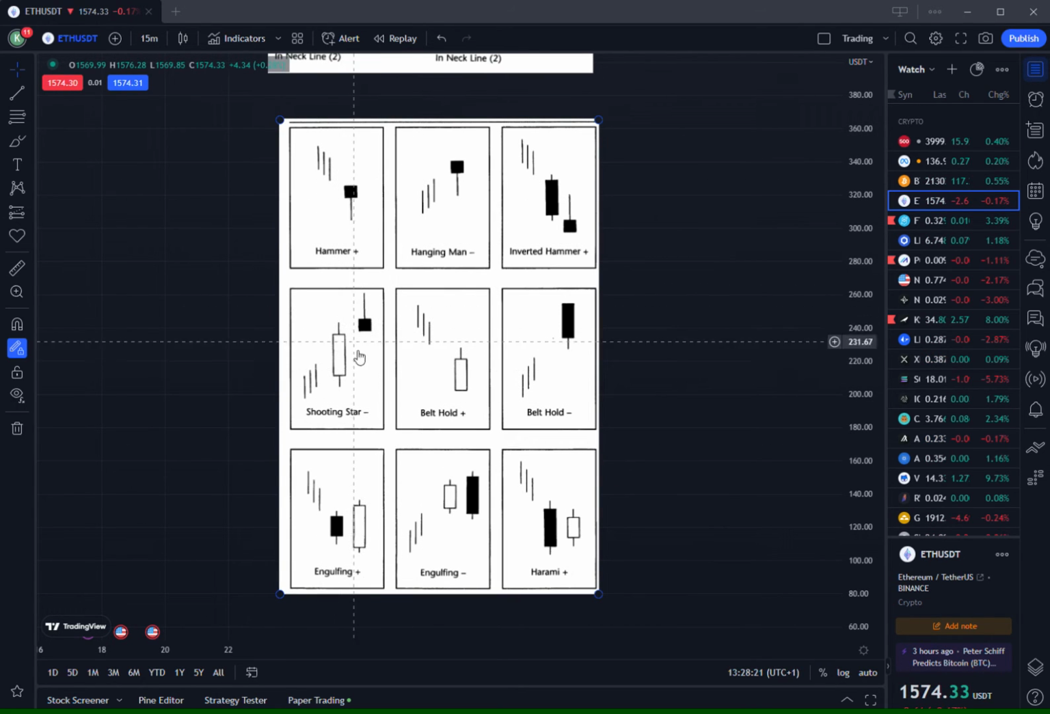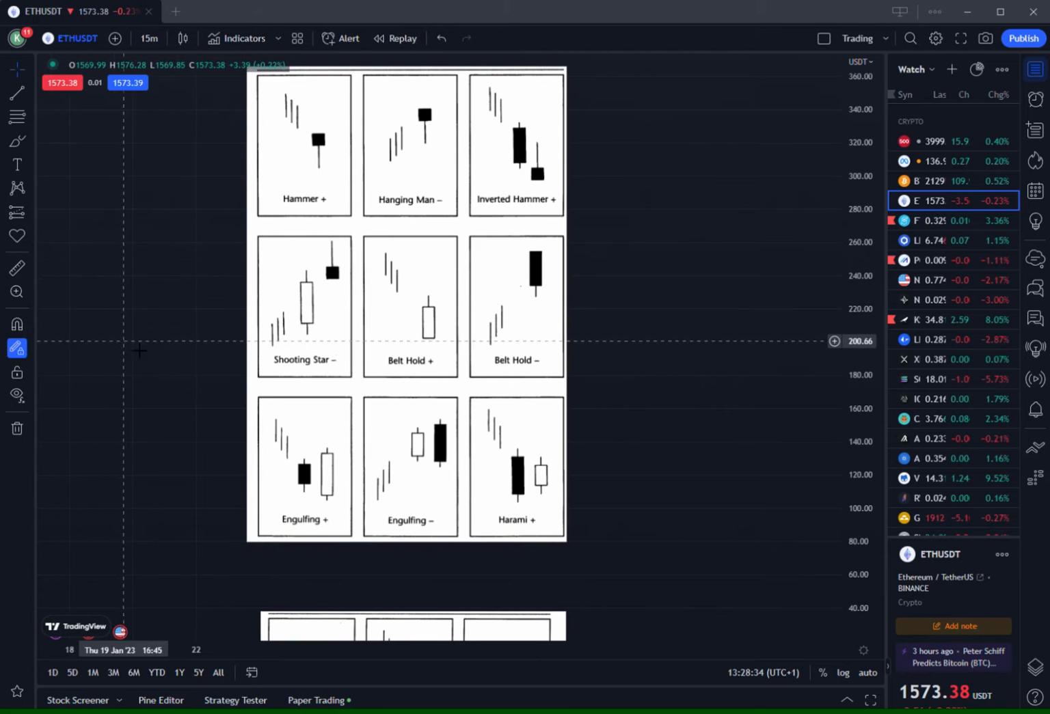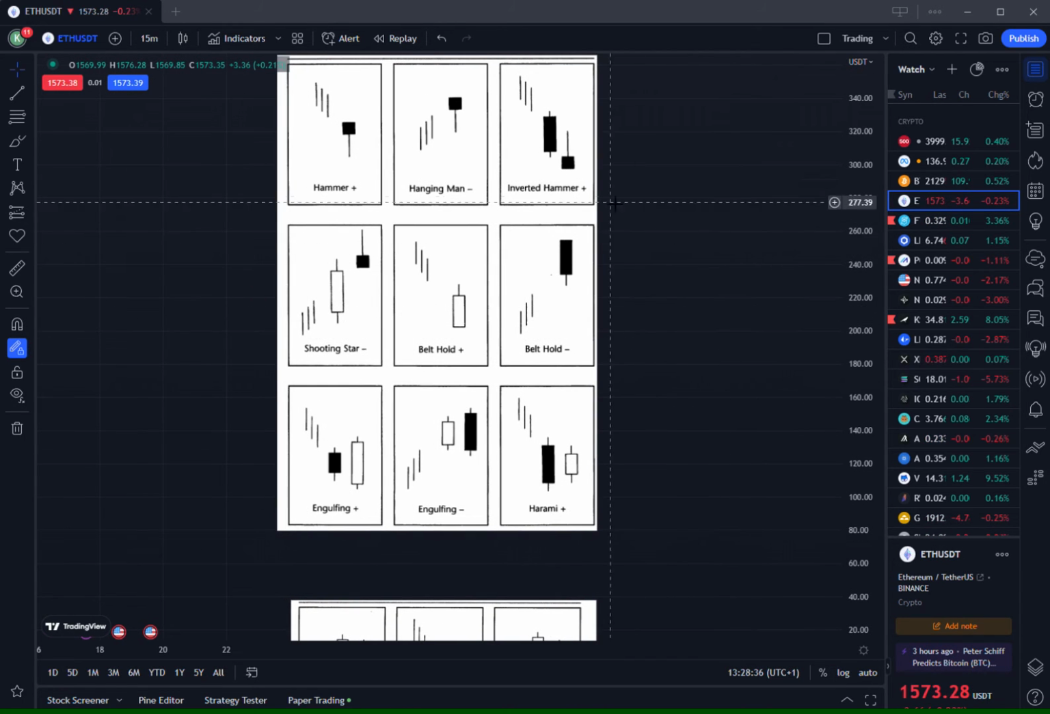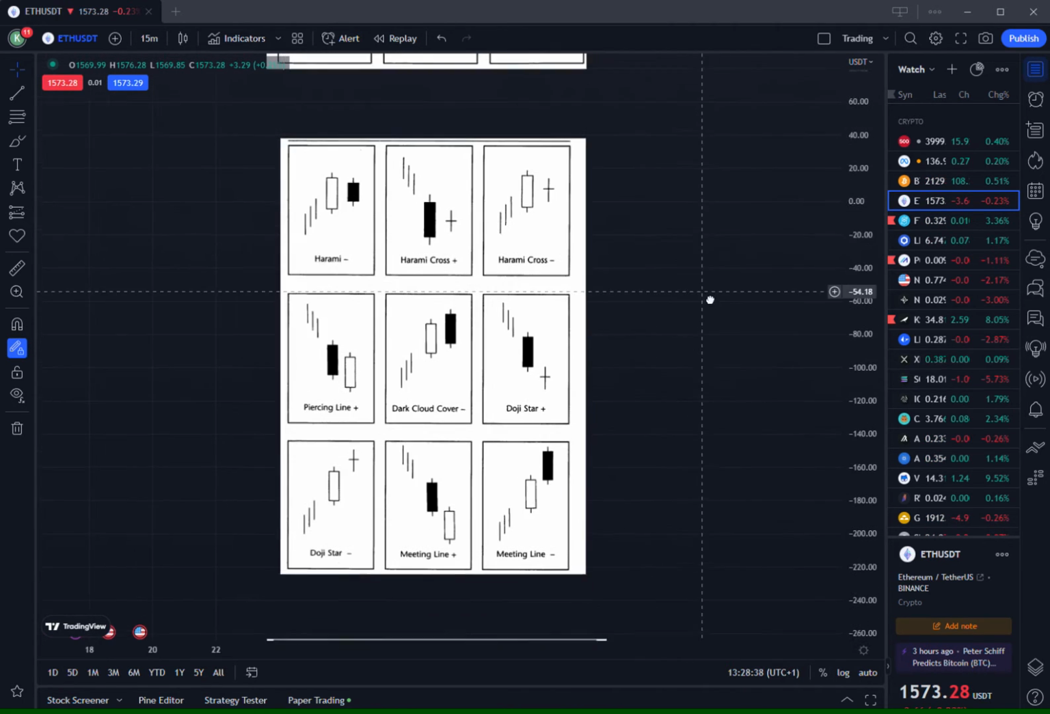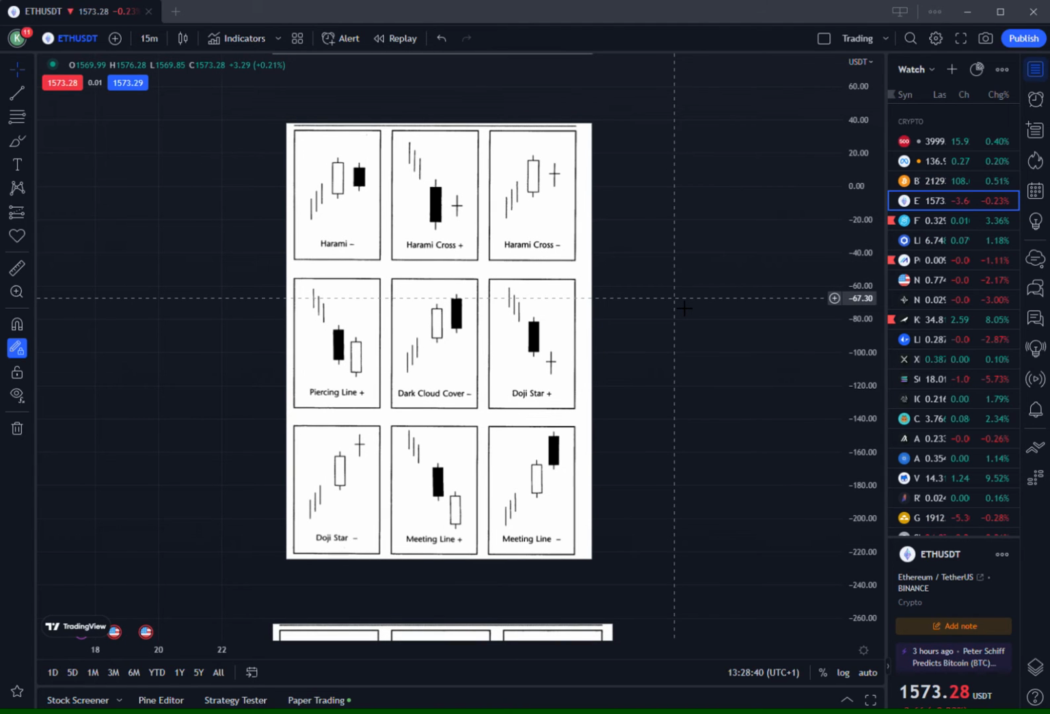This one, shooting star, is primarily why it is getting down. It's almost the same as an evening star, but you just don't know the next pattern, so it's already great to go for a sell right now. Sell off. All right. Let's get into the next one, I think.